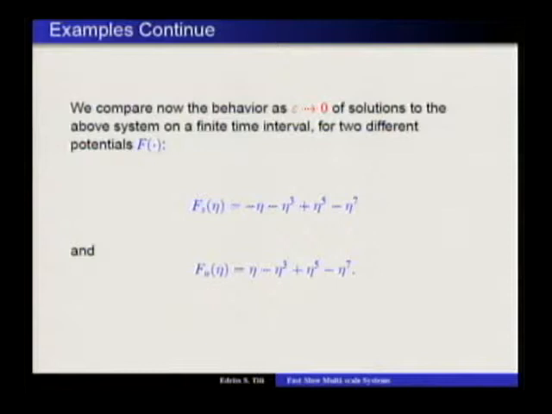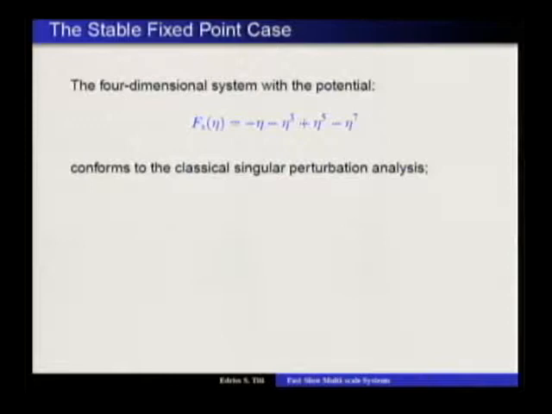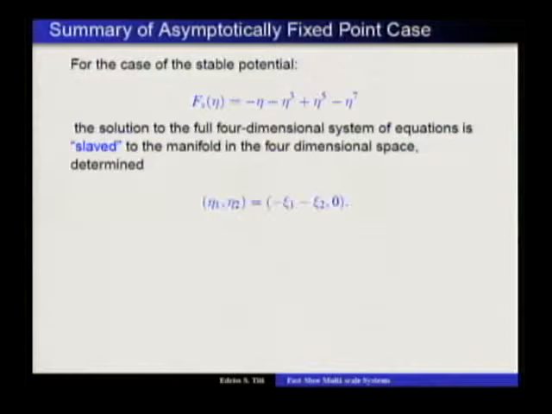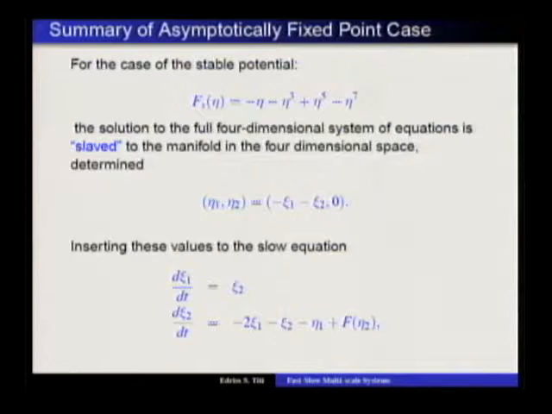This is the situation. In the stable case, it conforms to the classical singular perturbation, and therefore the assumptions of Levinson-Tikhonov hold. As a result, if the slow variables are kept fixed, the fast dynamics converges very quickly to the fixed point, which is minus 6c1, minus 6c2, and 0. When you plug this into the equation, the dynamics is described in this particular situation. The fast dynamics is slaved to the slow dynamics by this algebraic relation. As a result, we get this reduced system, where I replace eta 1 by the difference between xi 1 and xi 2, and eta 2 by 0. This is the classical situation.